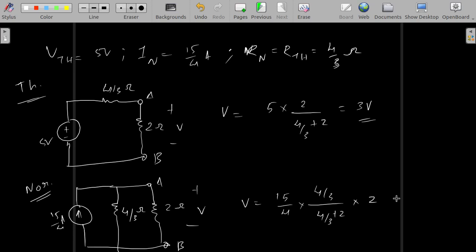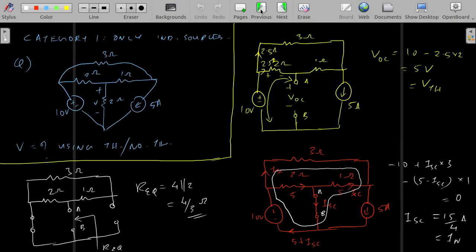So this will come to 15 by 4 into, this will be 4 by 10 into 2. So 4 and 4 will go here. We have 5 here. This will be again 3 volt. So our answer checks out. By using both the Thevenin equivalent circuit and the Norton equivalent circuit, we get the same answer. So we can assume that our answer checks out.